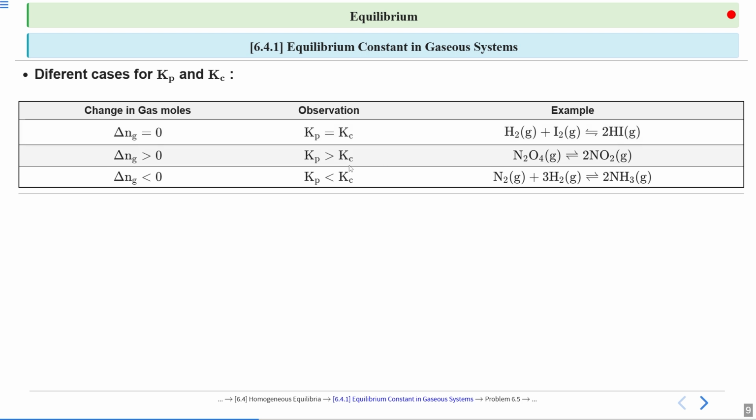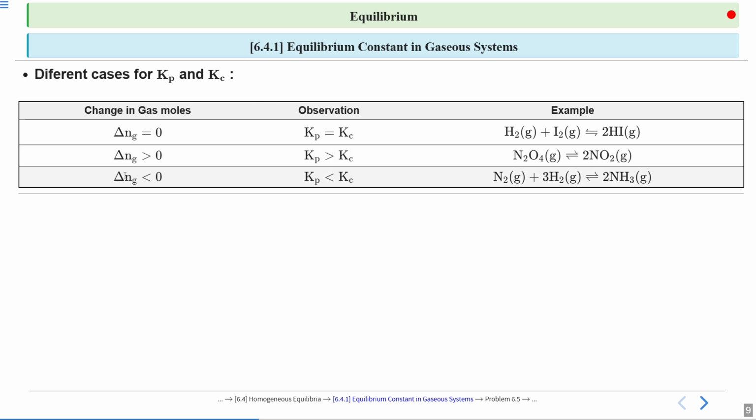So we can say that the change in gaseous number of moles is 0, and therefore Kp equals Kc. In the second case, delta Ng is greater than 0. Why? Because we have more gaseous molecules on the product side. Therefore, delta Ng here will be 2 minus 1, which is 1, so Kp equals Kc (RT) to the power delta Ng. Your Kc becomes Kp only if you multiply by an RT term, so you have to multiply by a greater term. Therefore, you can easily say that delta Ng is greater than 0 and Kp is greater than Kc.